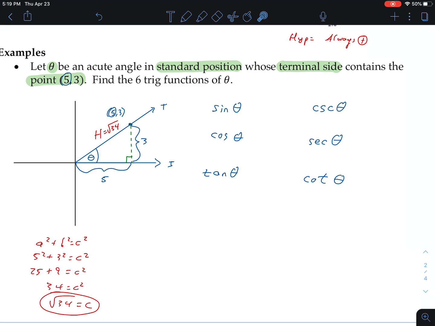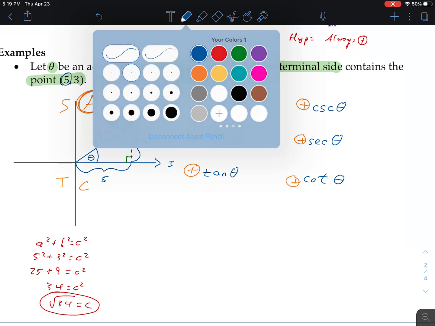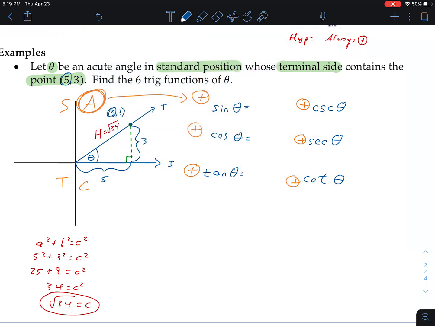It's in standard position. From my acronym, all students take calculus. A, all. Everything is positive. Everything is going to be positive. I'm in quadrant 1, nice and simple. What do I do here? Brings us back to geometry and what we did in class 1. All we have to do is just name my ratios.